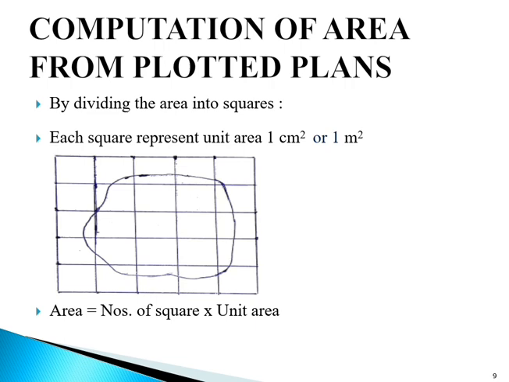Next is by dividing the area into squares. Each square represents a unit area of 1 centimeter square or 1 meter square, as you can see in the image. So area is equal to number of squares into unit area.